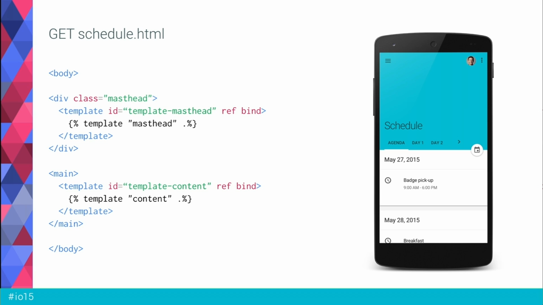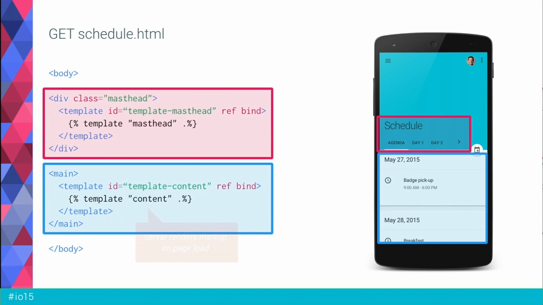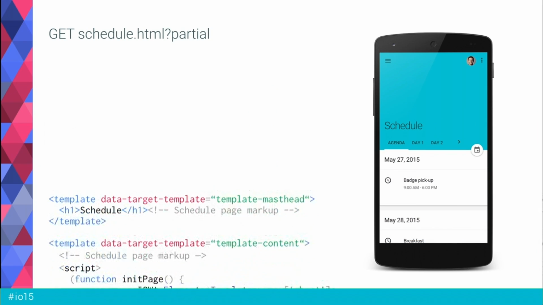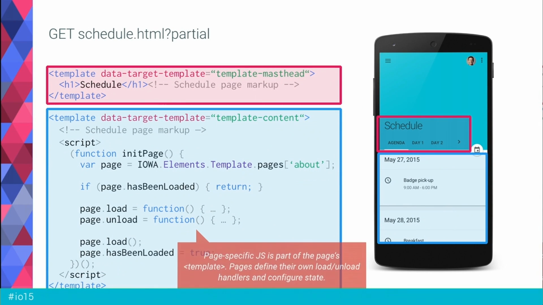So if you load the schedule page in Iowa, what happens is that the server responds with a full page. It has two placeholder templates, one for this main masthead area with the title of the page, and one for the main content in blue. So by default, you load the page, you get a SEO-friendly static page. The server just gives you a bunch of markup. Now, if you're already in the app and you navigate to this page, we basically take over and become a single-page application at that point.